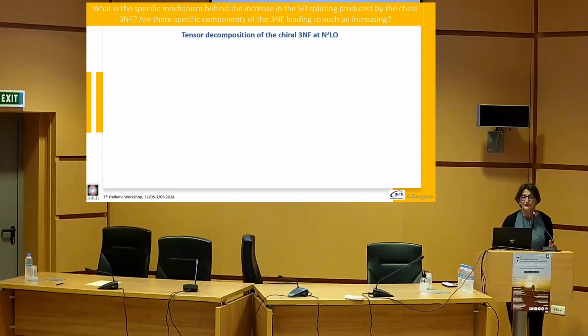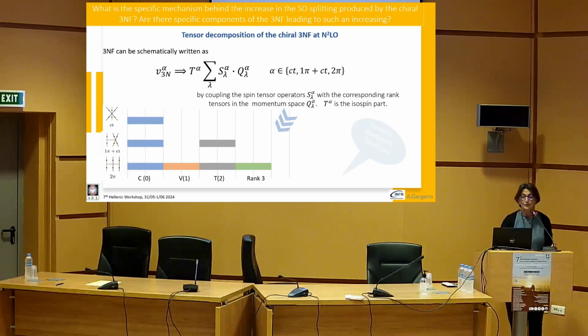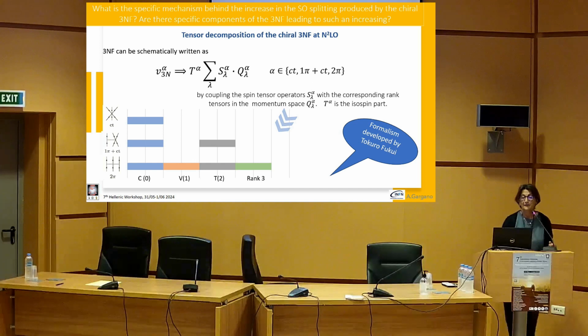So in this context, we have made a tensor decomposition of the chiral three-body forces. This means that we have developed the three-body force in terms of tensor operators in the spin space and in the momentum space. This work was essentially made by our collaborator Tokuro Fukui, and you may see here that the two-pion exchange is the only component that contains the rank 0, 1, 2, and 3 parts, while this one contains only the 0 and 2, and this one only the 0 component.